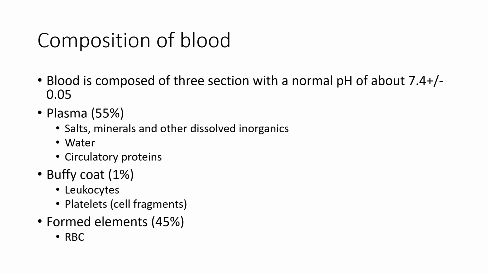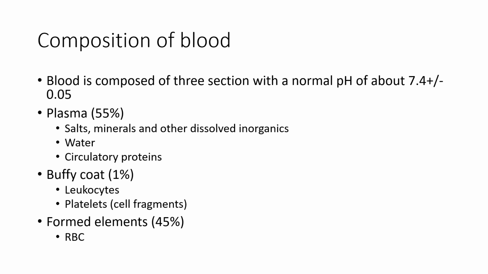Now, when we deal with blood, we'll notice that the normal pH of blood is about 7.35 to 7.45. That's what we call normal physiological pH.